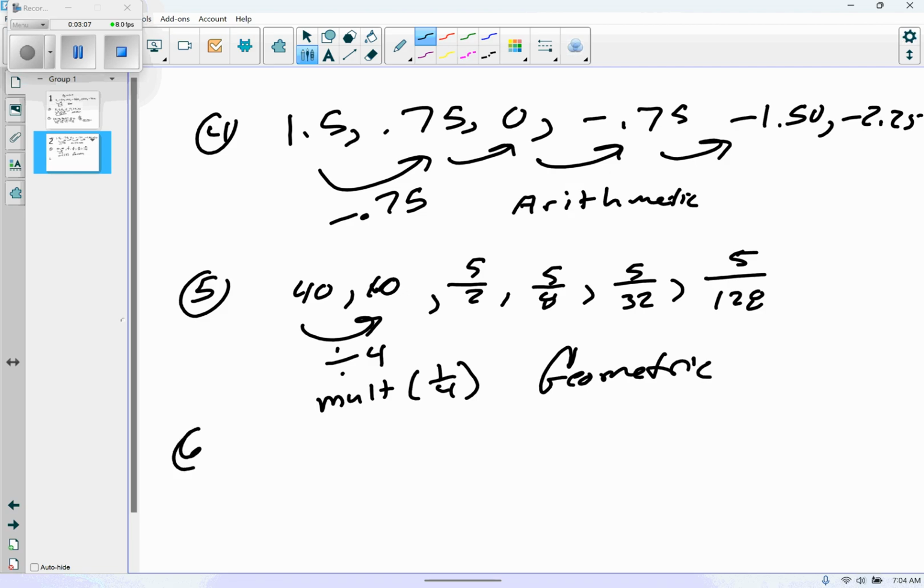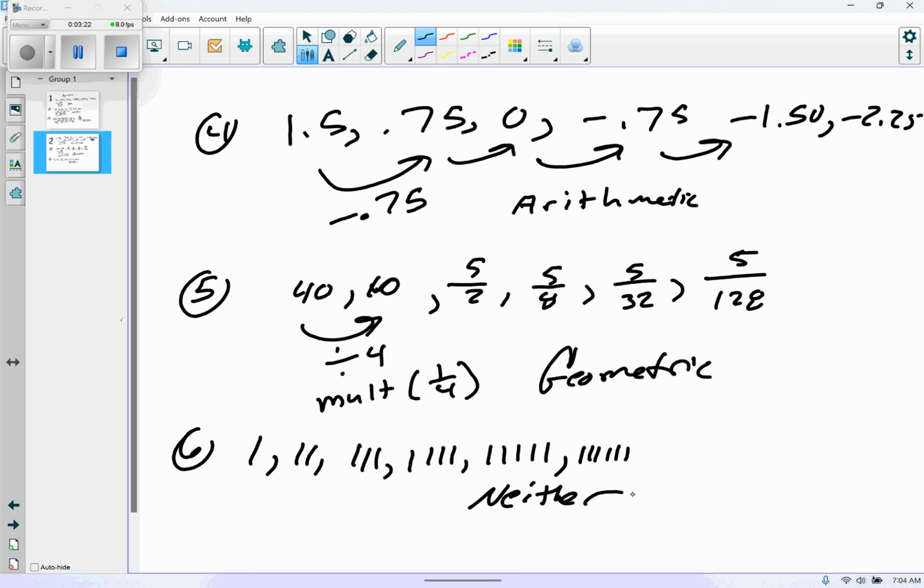Number 6, I got 1, 11, 111, 1111, and so on. So that's not adding or subtracting. That's just adding a 1 to the end, so that's neither.